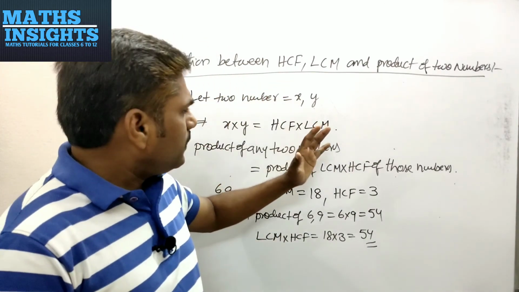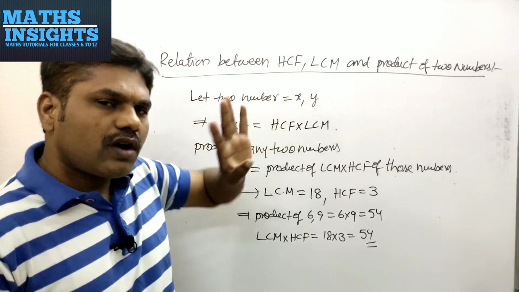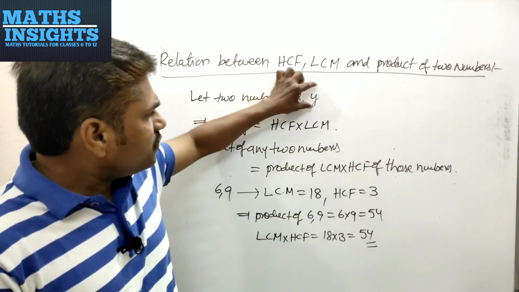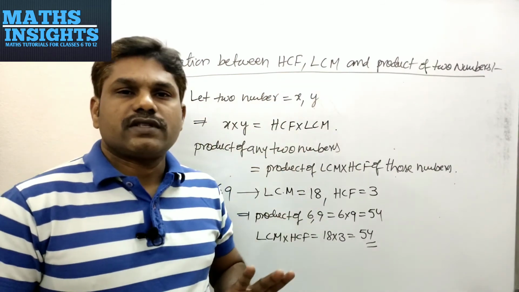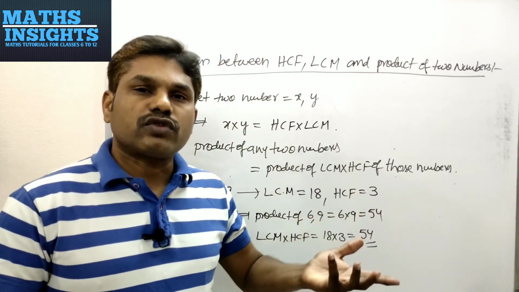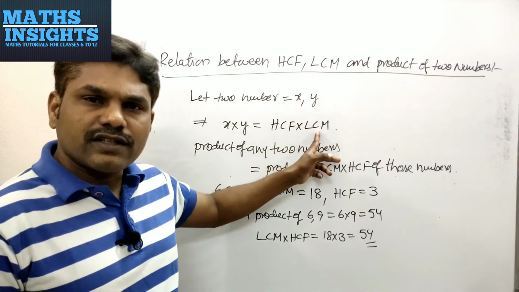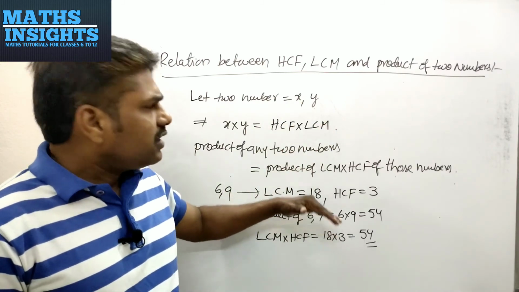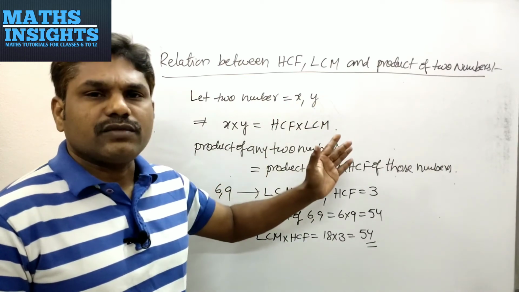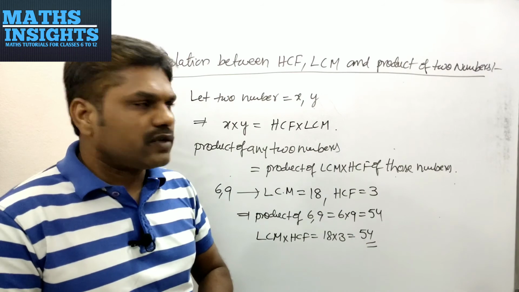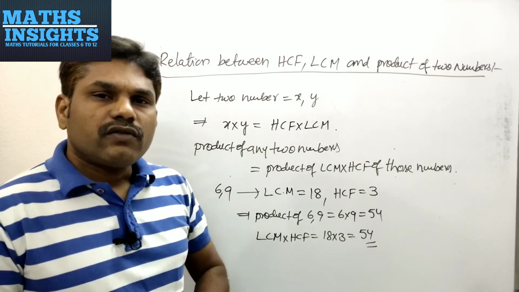This is very useful in finding the numbers. Here you have 4 unknowns, x, y, HCF and LCM. They will give you 3 of these, then they will ask you to find the 4th one. They may ask x by giving the y value, HCF and LCM. By using this relation, you could find either x or y or HCF or LCM. This is very important in competitive examinations. You will do some problems in the next video, then this will become very clear to you.